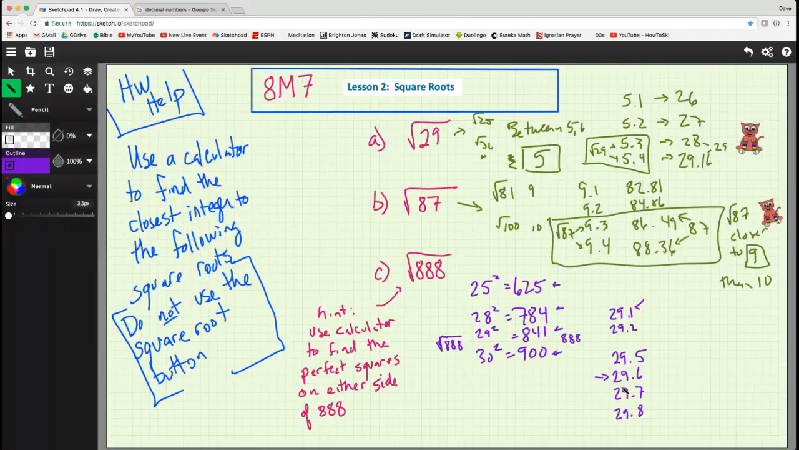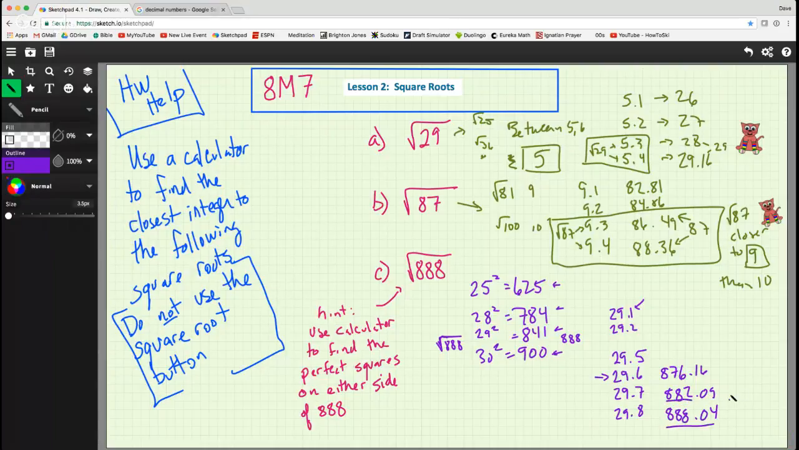29.6 squared is 876.16. So we know it's bigger than 29.6. So we know it's actually going to be closer to 30 than 29 already. But let's see if we can get a good decimal approximation. So let's try 29.7 squared. This is 882.09. And then we got 29.8 squared. Oh, wow, this is 888.04.